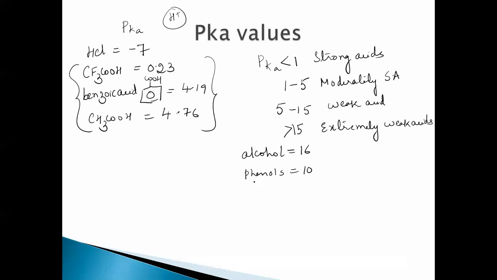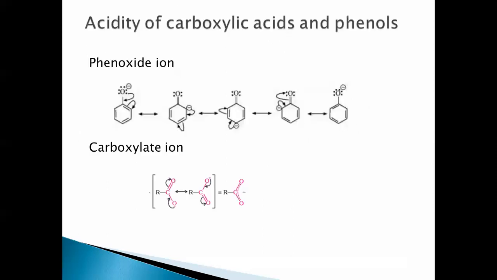Okay, these are the pKa values of different classes of compounds. These are for the mineral acids, which are less than 1. These are for the carboxylic acids, which are in the range of 1 to 5, and then 5 to 15, for example, alcohols and phenols. The phenols are around 10, and alcohols are extremely weak acids, more than 15. Right? Now, these are the pKa values. Now let's understand why the carboxylic acids are more acidic than phenols.